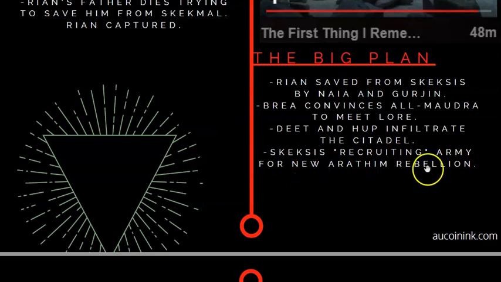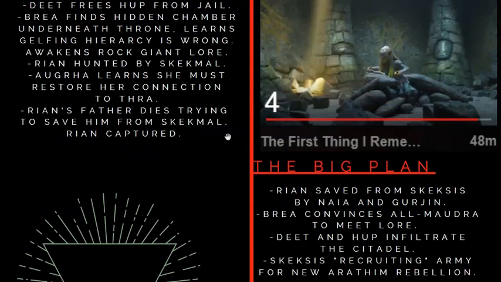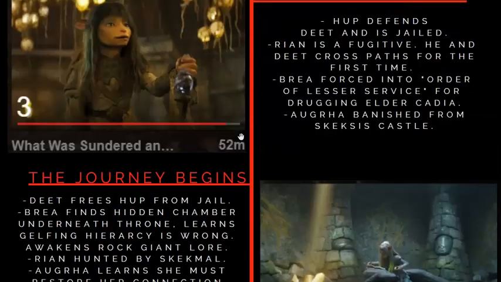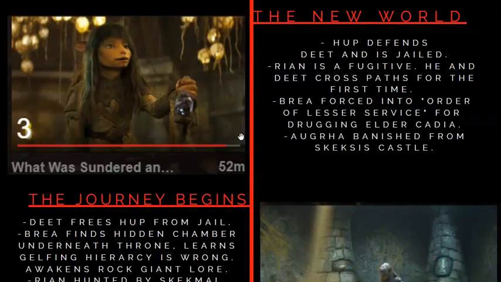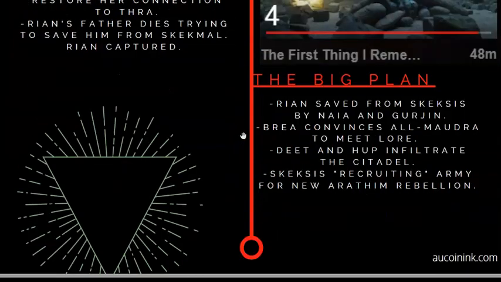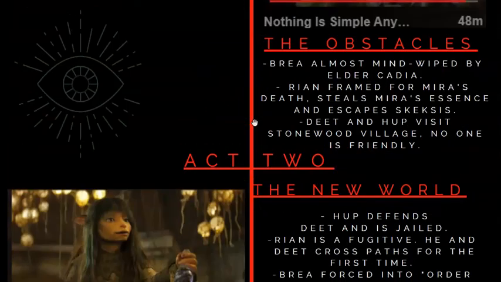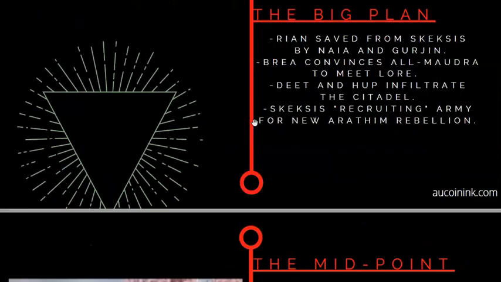Skeksis start recruiting an army for the new Arathim Rebellion, but they're not really recruiting. They're just trying to get more essence. Once the scientist Skeksis and the Chamberlain figure out how powerful Gelfling essence is, it's like the best essence there is. After they kill Mira and drink her essence, they're like, whoa, this essence is the best kind. So they're trying to just get more essence. So that's the big plan.